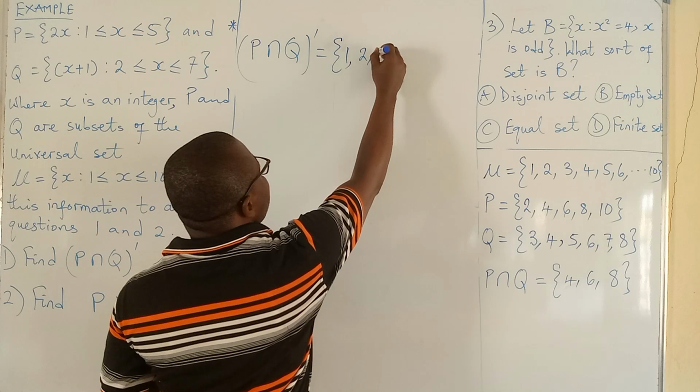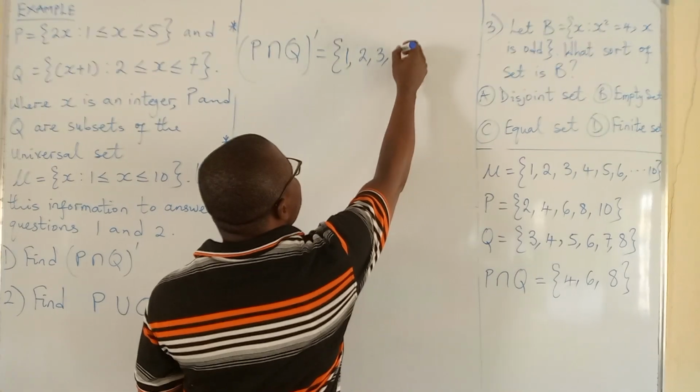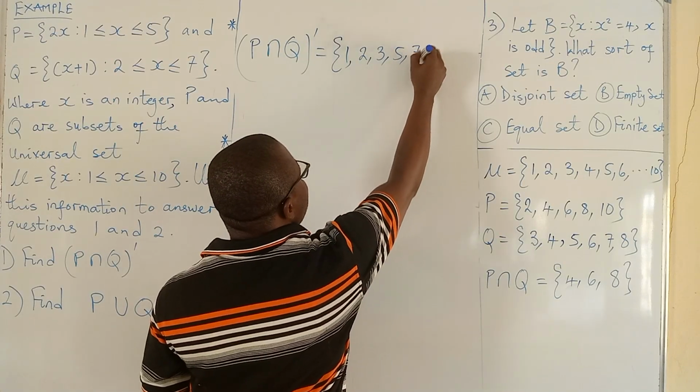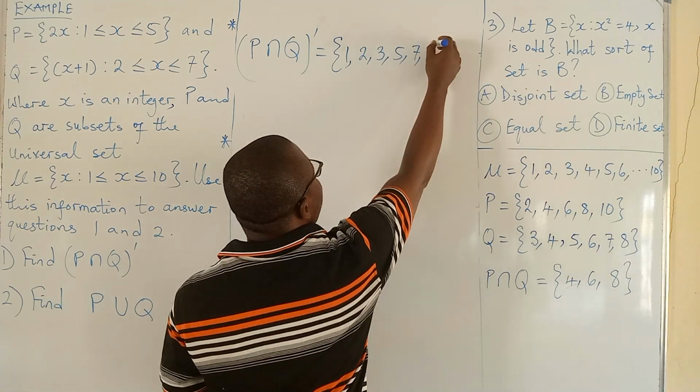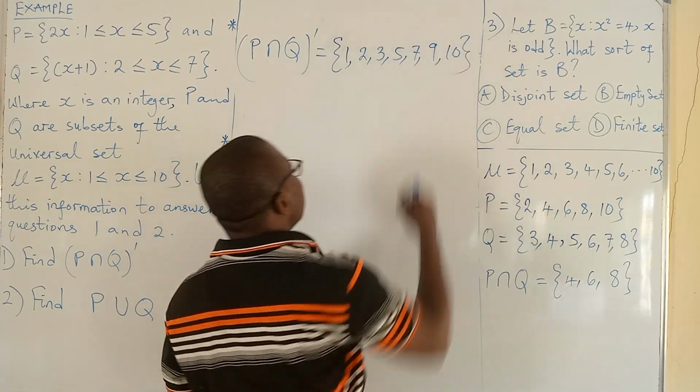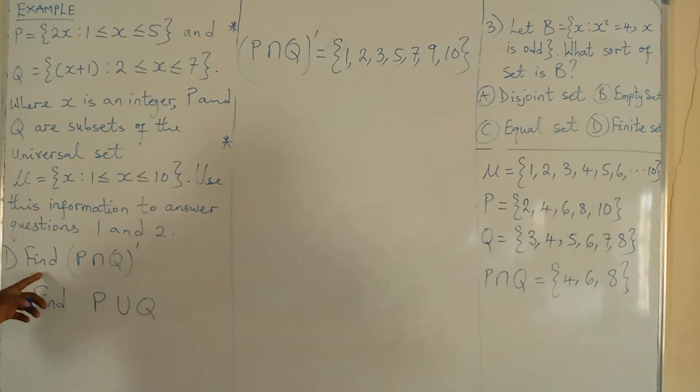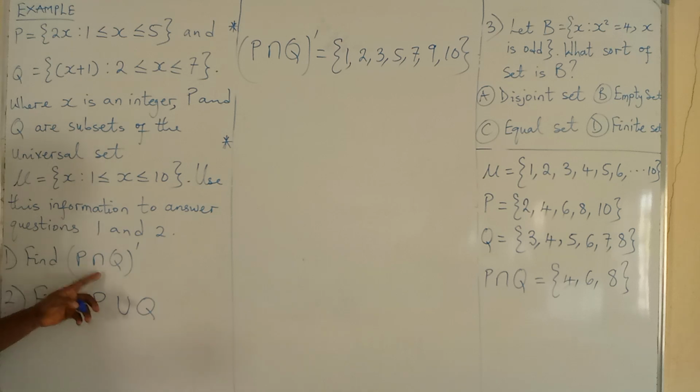2 is there. 3 is there. 5, 7, 9, and 10. So that's the answer to the first question. All the elements that are in the universal set but not in P intersection Q.